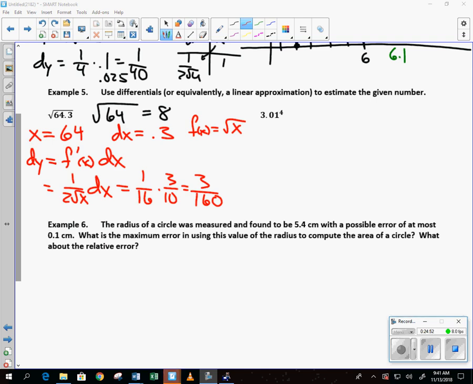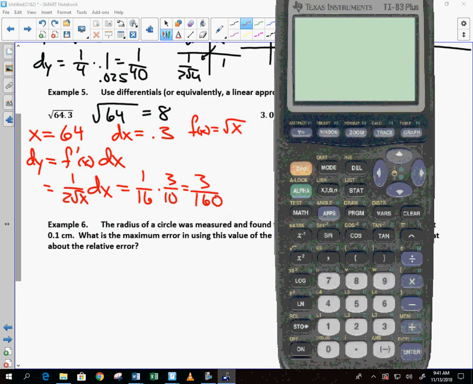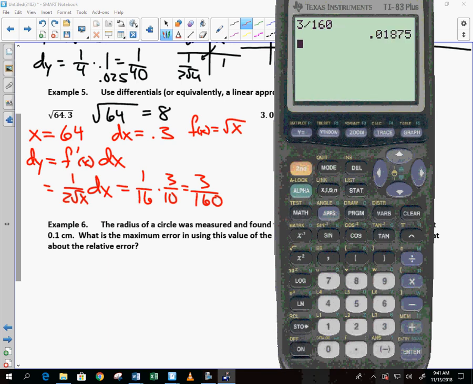All right, so we set this up. Sorry, I forgot to record. Actually, I knew I didn't record. I just didn't want to get the problem wrong. But let's see what happens now if we take this whole 3 divided by 160. Is that equal to the square root of 64.3? Let's check. Square root of 64.3, and I get no.